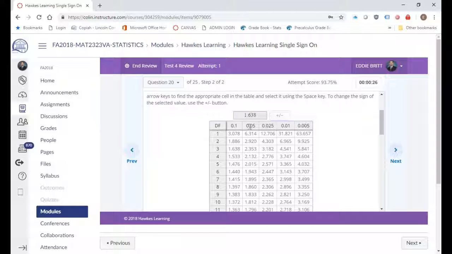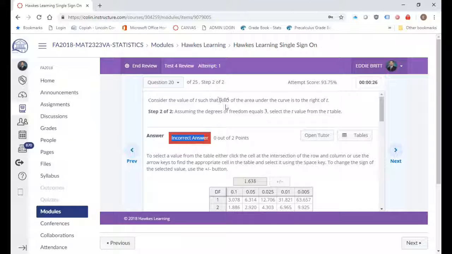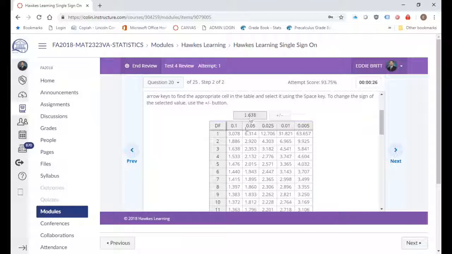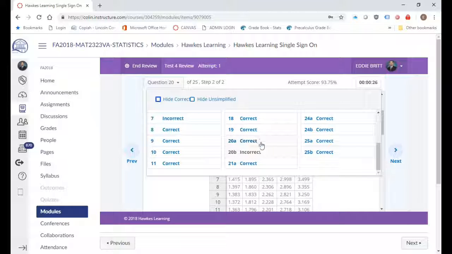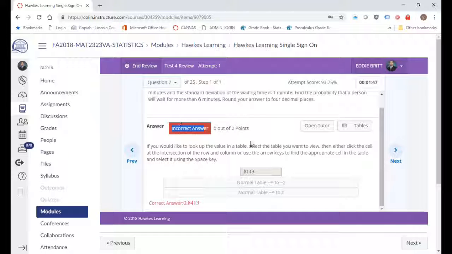So for this one, I clicked on this. For 0.1, it clearly says 0.05. So make sure that you click on the right value. All right, even I make mistakes. And then number 7, it looks like I may have just pushed the wrong keys whenever I punched this in. The answer was 0.8413 and I put 0.8143. So I'm pretty sure the answer was right, I just put it in wrong.